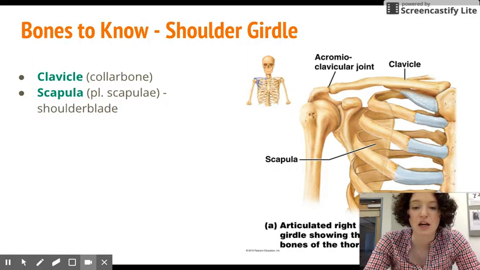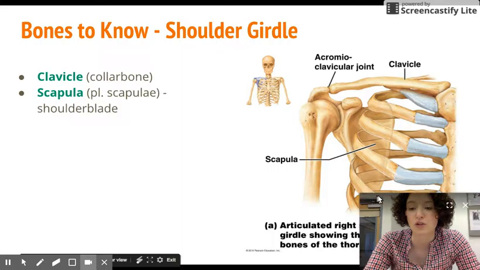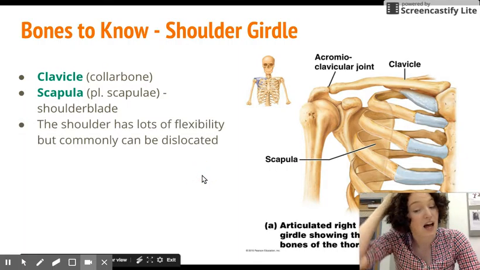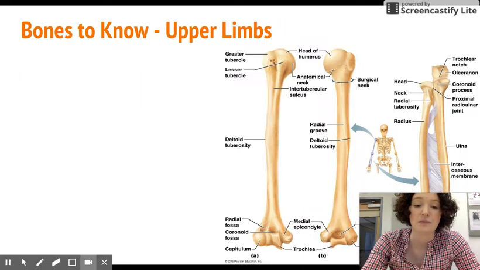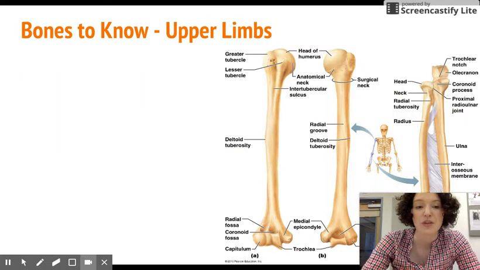The scapula is your shoulder blade. You're sort of seeing it from the front here. So in the back is the scapula. The shoulder has lots of flexibility, but can also commonly be dislocated. So that's the shoulder girdle.